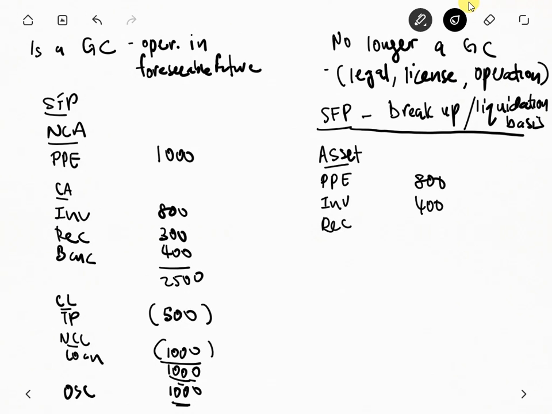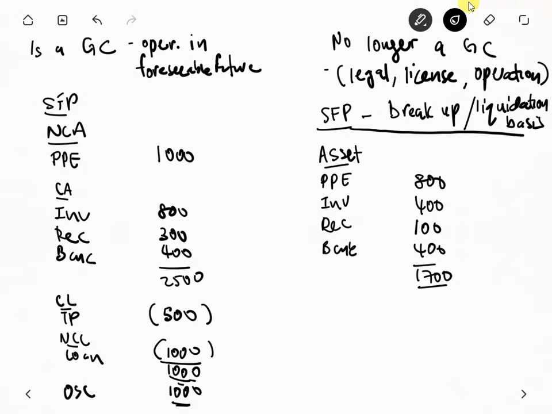Receivables: some refuse to pay late, they take advantage and purposely don't pay. How much do you think is recoverable? 100. I have to make a provision. Alright, I'll book that. Bank, 400. So total asset is 917.